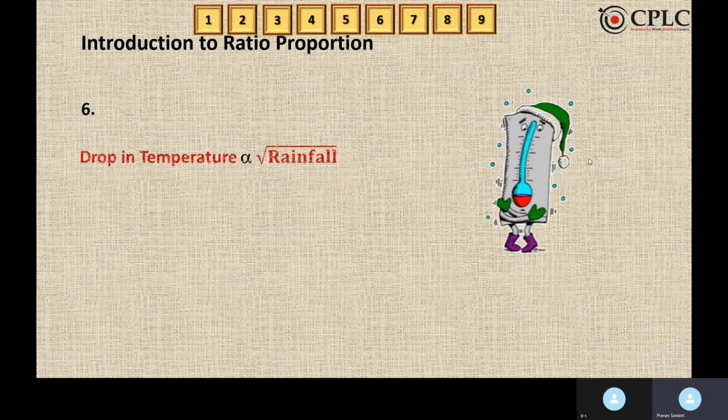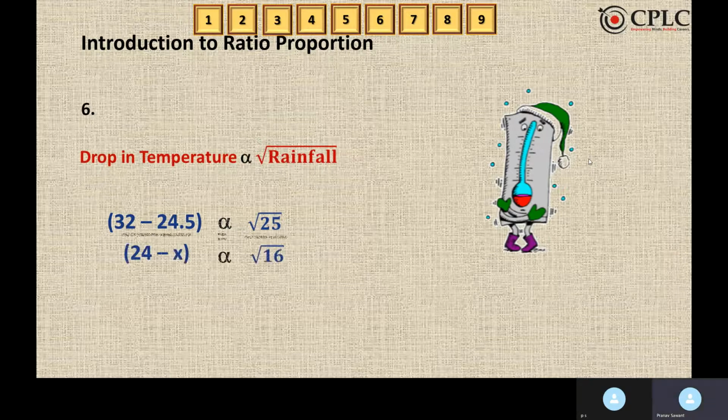Try to understand the statements now. According to the statement given in the question, we can deduce that drop is directly proportional to square root of rainfall. What will be drop? Drop will be 32 minus 24.5. That is old temperature minus new temperature will give us drop. And this is directly proportional to square root of 25.